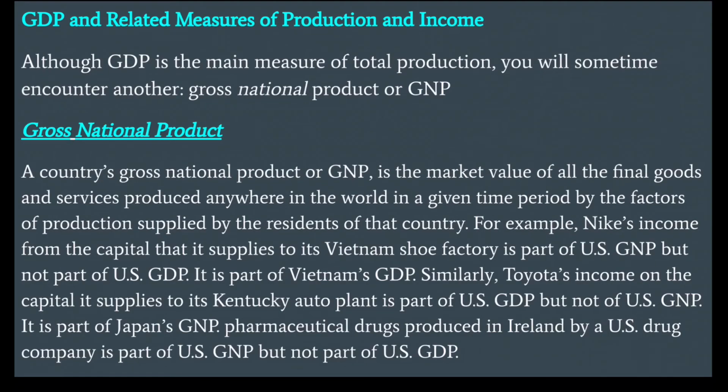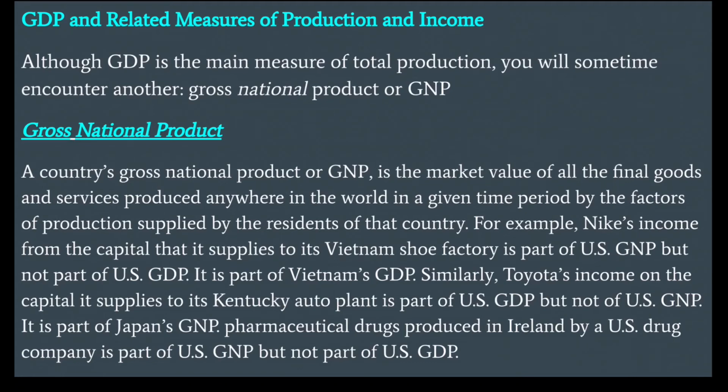GDP and related measures of production and income. Although GDP is the main measure of total production, you will sometimes encounter another concept called gross national product, or GNP. A country's gross national product is the market value of all the final goods and services produced anywhere in the world in a given time period by the factors of production supplied by the residents of that country. For example, Nike's income from the capital that it supplies to its Vietnam shoe factory is part of US GNP but not part of US GDP. It is part of Vietnam's GDP.